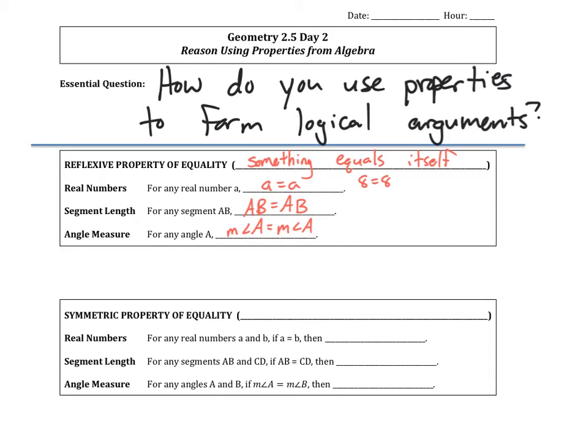The symmetric property basically says that both sides flip-flop. So both sides the same, and you flip-flop.